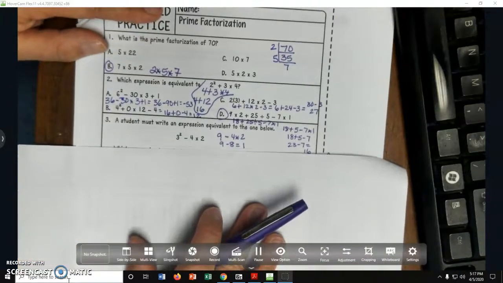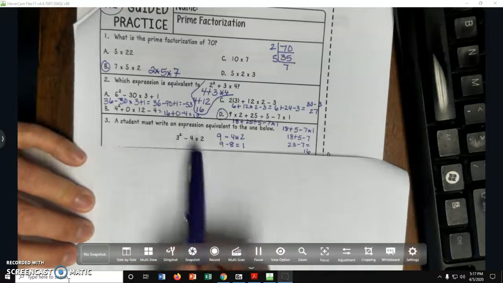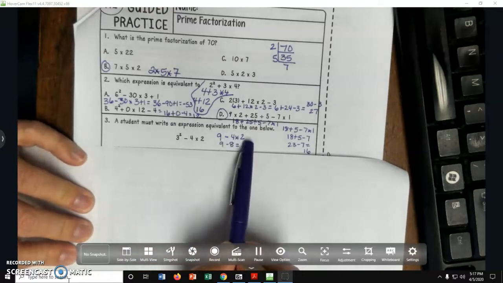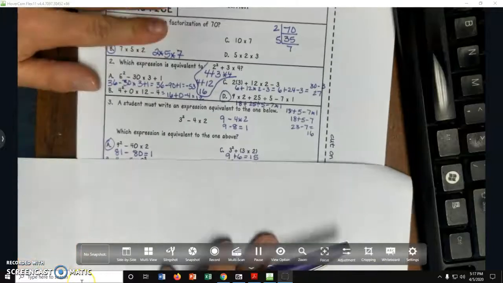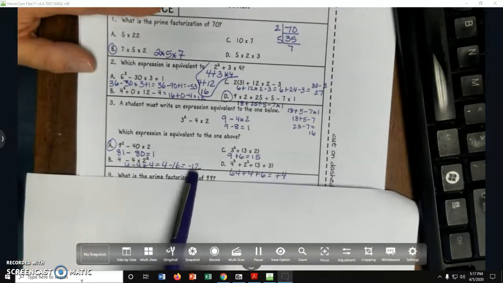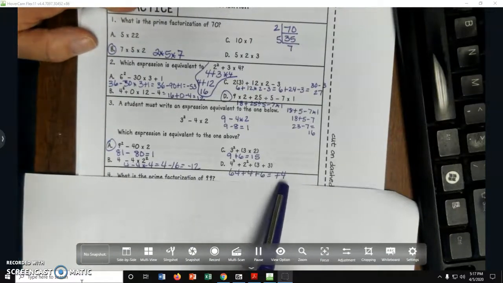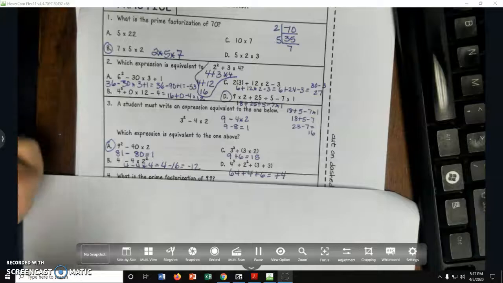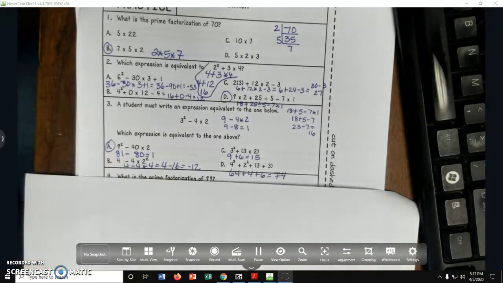Okay, number 3. A student must write an expression equivalent to the one below. So this one here, 3 squared is 9, minus 4 times 2. Next step would be to multiply. 9 minus 8 equals 1. So I need to find something that equals 1. Solving all of these out, we find that A equals 1, B was negative 12, C was 15, and D was 74. Okay, so I would solve those out, get that practice. That was a few chapters ago where we did that kind of stuff.